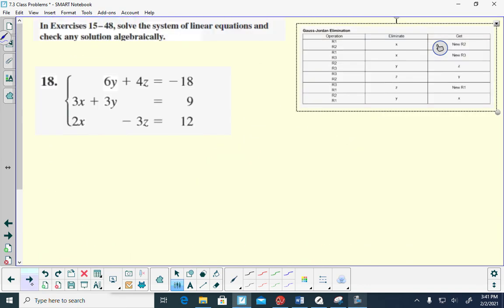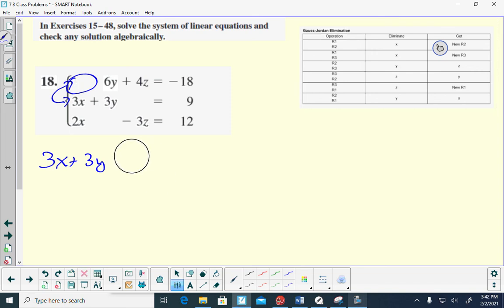Okay, the next one: solve the system of linear equations and check the solution algebraically. So when I look at this, I notice that I don't have an x in row 1. So in order for me to follow this chart correctly, I need an x in row 1. So I'm just going to pick either row 3 or row 2 and completely switch the entire row. So let's say I take these two and I just switch the places. So now my row 1 is going to be 3x, 3y is equal to 9. You have to bring the entire thing. Whoops, didn't leave a space for my z. My bad.